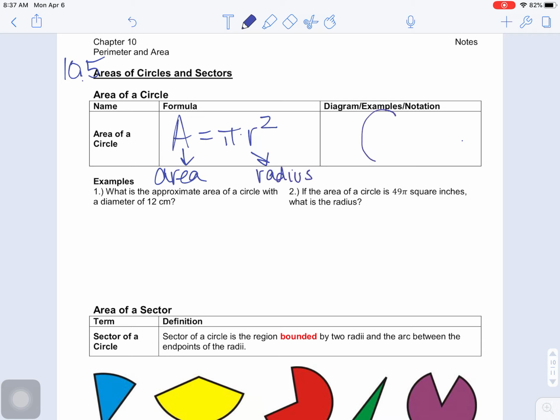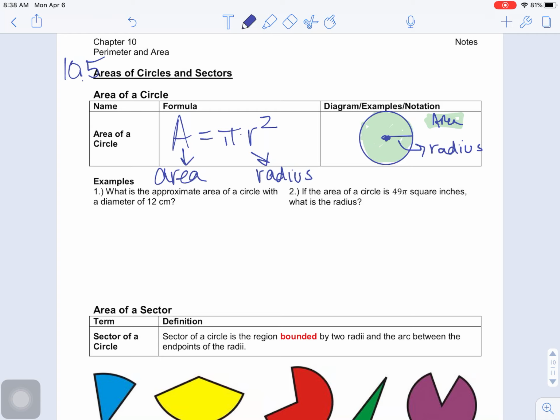So again, we want to make sure that we know how to identify these items on our circle. Here's our circle, and the radius is the distance from the center to a point on the circle. So that value right there is our radius. When we're talking specifically about area, we're talking about the inside of the circle. So all of this green, that's what we're looking for. And that green, that inside space, is called the area.